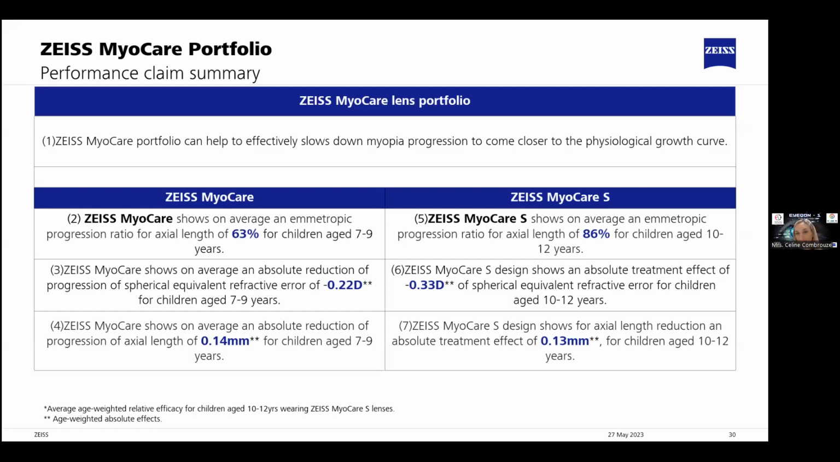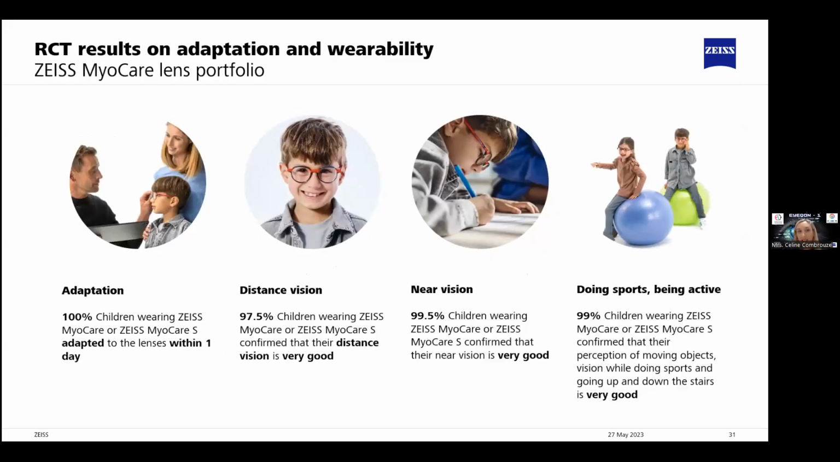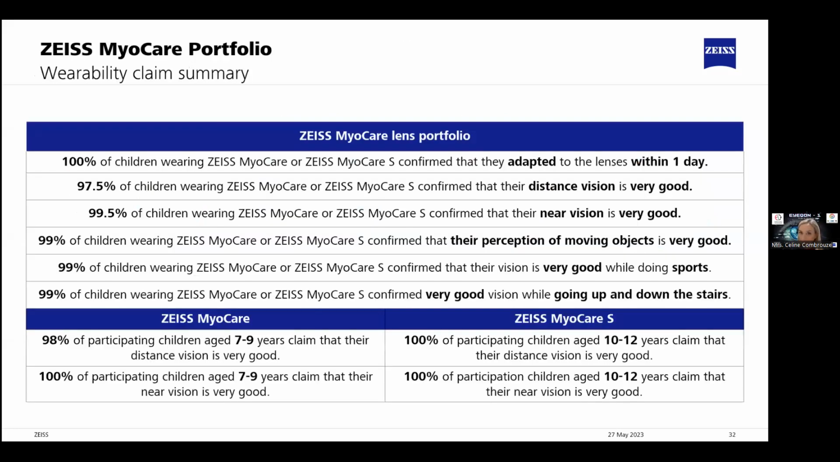I always said, and I'm going to say that wearability is mandatory. If it's not comfortable, it's never going to work. And great news, it is very comfortable. From the same studies, 240 children, 100% of them adapted to Myocare, both design, within 1 day. We have very good comfort in distance vision, near vision, and even being active practicing sport, okay? This is really good result, once again, on both design with age-related lenses.